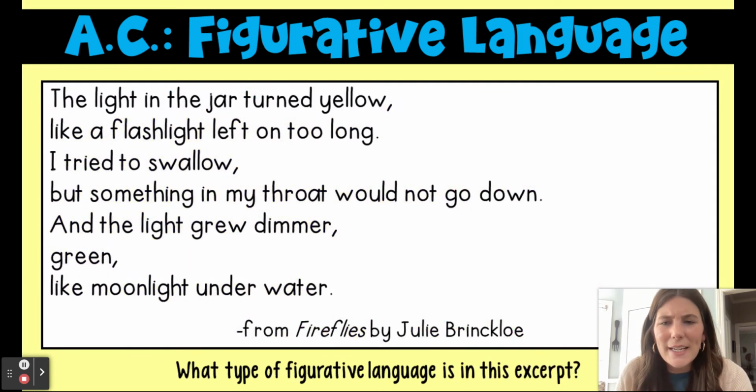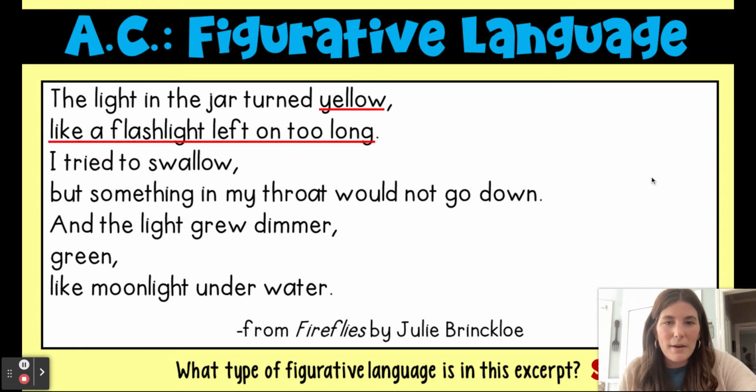It says, the light in the jar turned yellow, like a flashlight left on too long. I tried to swallow, but something in my throat would not go down, and the light grew dimmer, green, like moonlight underwater. I want you to pause a second and try to reflect and really look at the parts carefully and say, what type of figurative language do I see?